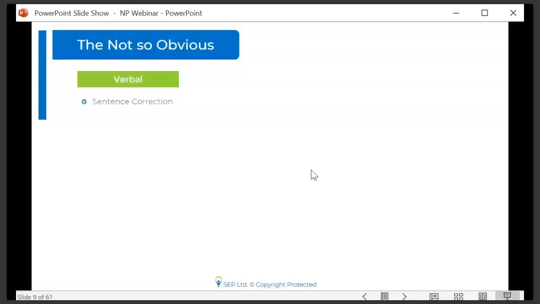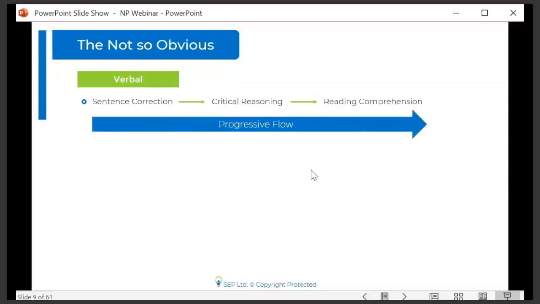When you're preparing for verbal, you usually start off with sentence correction, right? Then you jump into critical reasoning, and then reading comprehension. So the course progression in verbal is very linear. It's a progressive flow. You go from sentence correction to CR to RC, right? However, in quant, it's not like that.